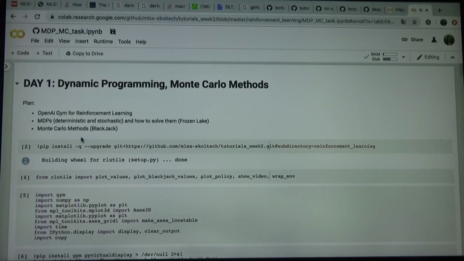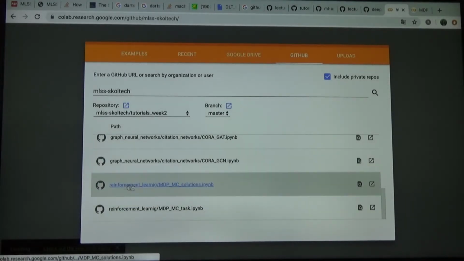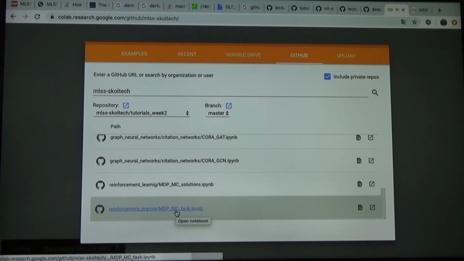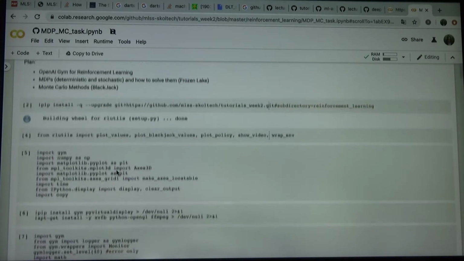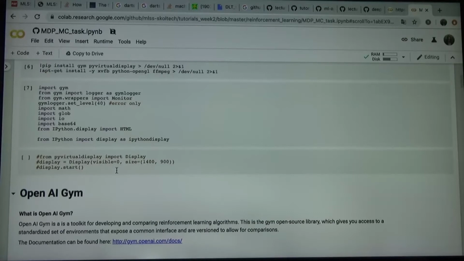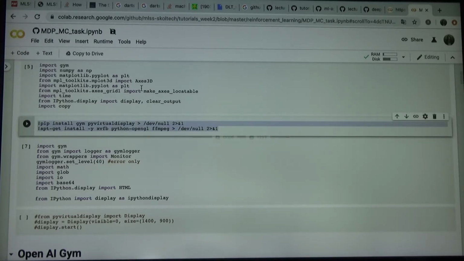Now please go to Colab. The repository is tutorials, so tutorials week 2, and go to reinforcement learning MDP MC task or solutions. Firstly, I have already run these cells, and you don't need to run this one because it's not working, but it's fine.